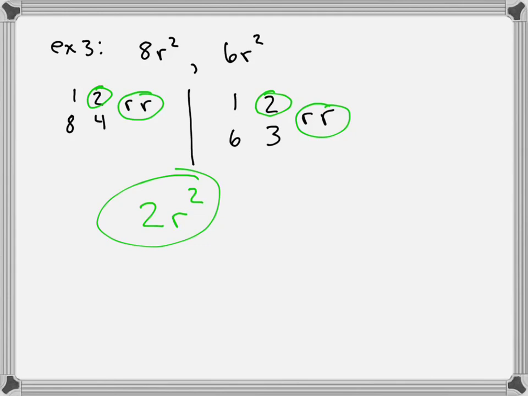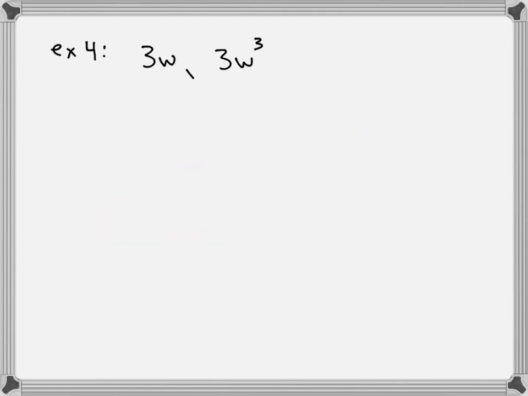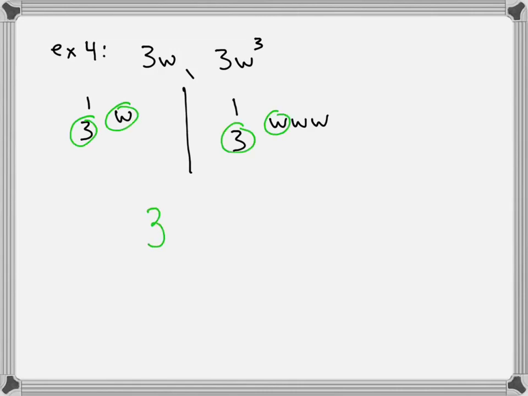Let's continue to look at some more examples. What is your greatest common factor between 3w and 3w cubed? If you list out the factors, there's 1 and 3, a single w, 1 and 3, and 3 w's. What is in common to both? A 3 and a w. So your greatest common factor would be 3w.